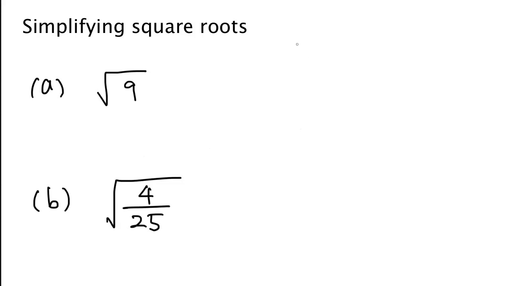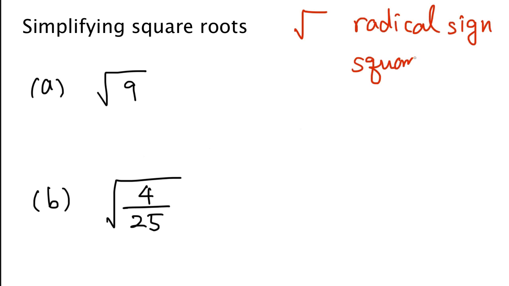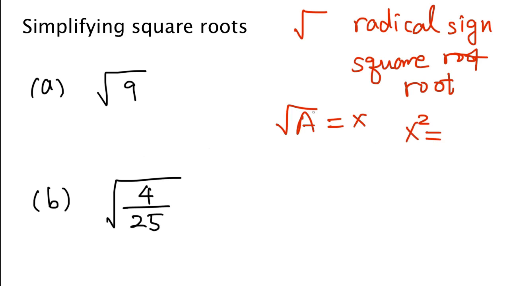Okay, let's talk about square roots. So what is square root? This little symbol is called a radical sign, or square root, or simply just root. The square root of some expression is another expression whose square is the expression under the radical symbol.